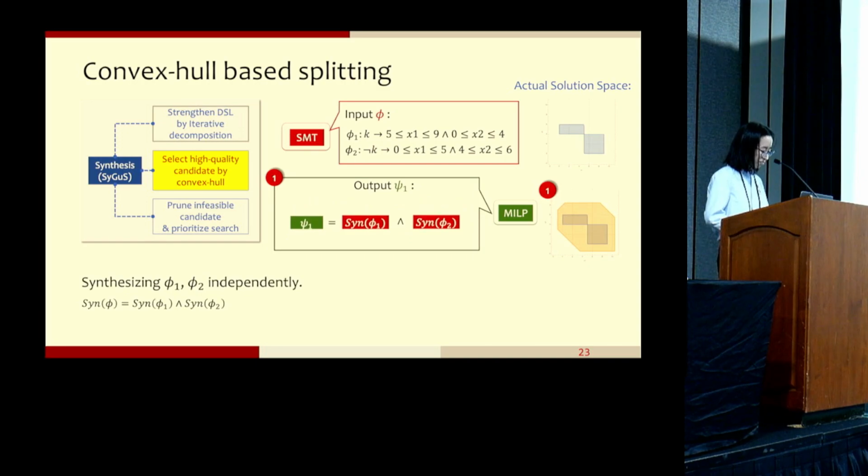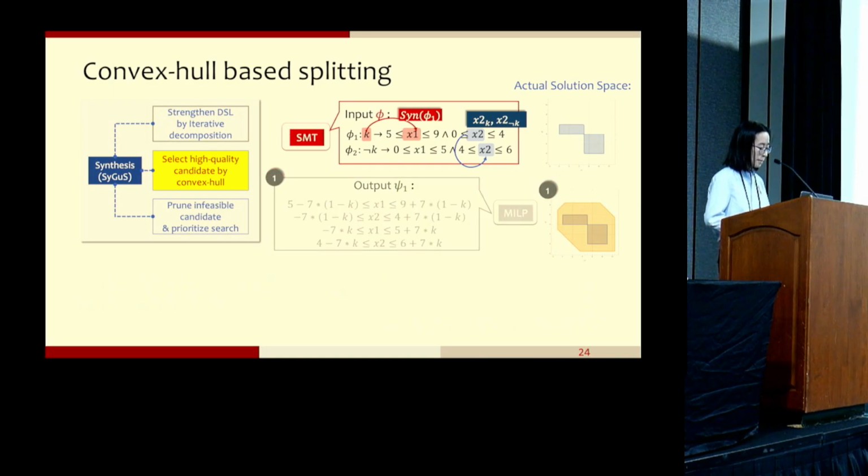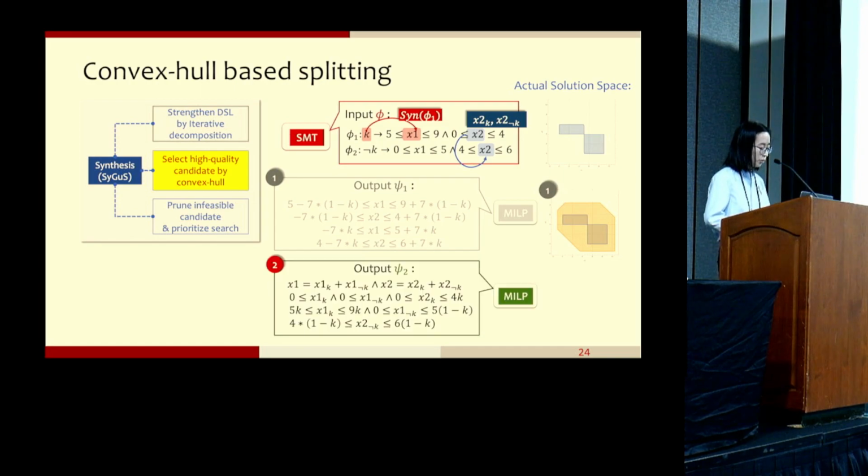But why is psi1 not a good candidate? Because psi1 is synthesized from phi by treating each subformula independently. So it only captures the intra-formula relation without capturing the inter-formula relation. In order to capture the inter-formula relation, we need to split a variable x2 into two instances, like x2k and x2 not k. Our convex hull-based splitting is used for this scenario. By splitting x2 and x1, we are able to generate a new formula psi2 that is much better, and it has a much smaller orange area, which is more efficient to solve.